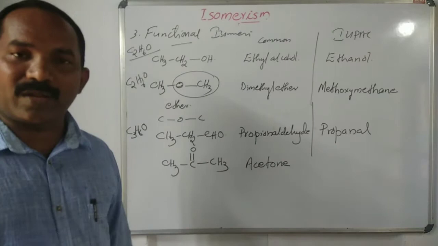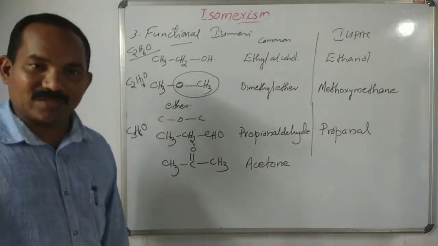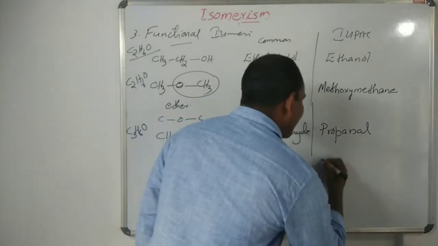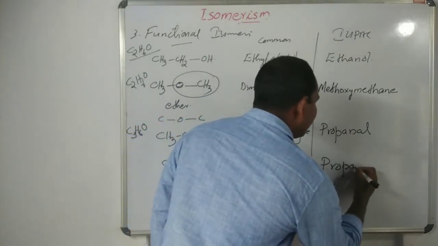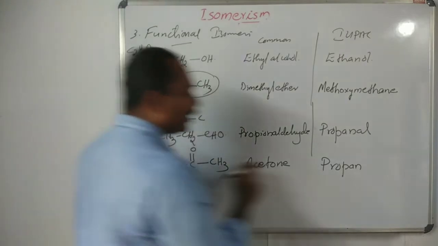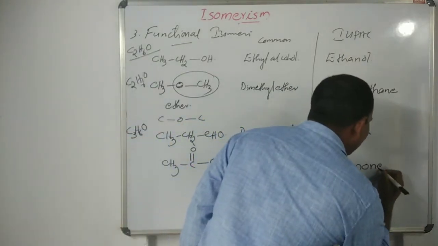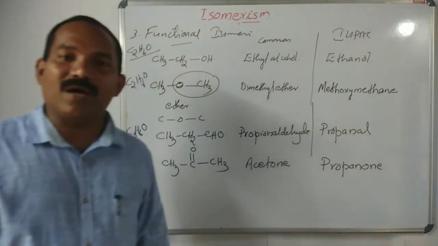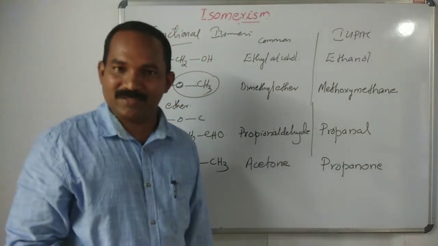I think you have heard about acetone. It is a solvent, and in many industries it is used as a solvent. The IUPAC name is propanone, since when a ketone comes, the suffix is "one". So propanal and propanone are functional isomers.